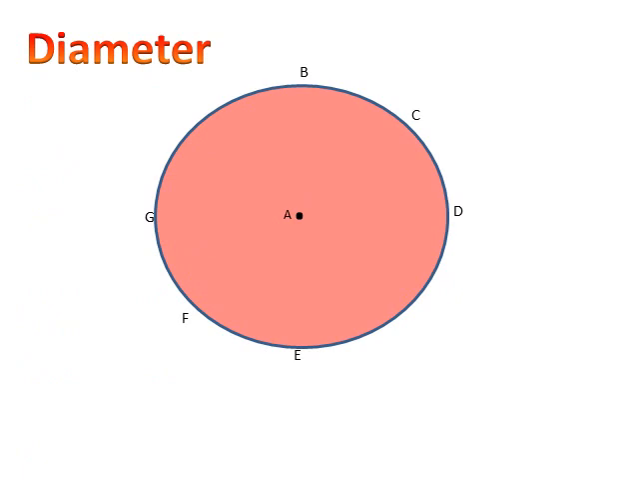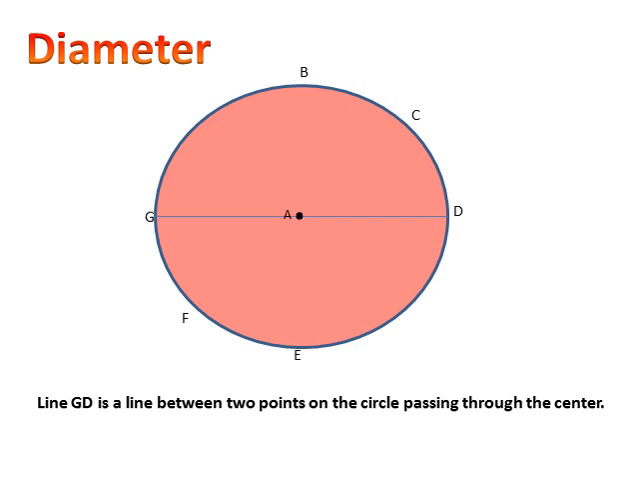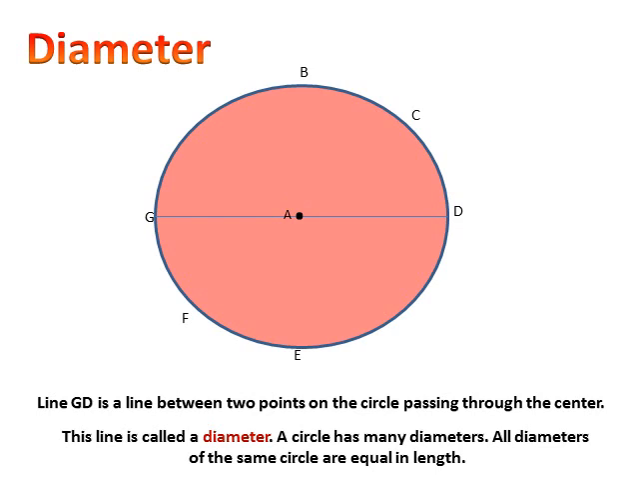Let's learn about what a diameter is. Line GD: G and D are connected by a line. These two points are points on the circle, and that is important. They are points on the circle, and the line passes through the center. So if you draw a straight line from G to D, and it passes through A, that is called a diameter. A circle has many diameters. All diameters of the same circle are equal in length.